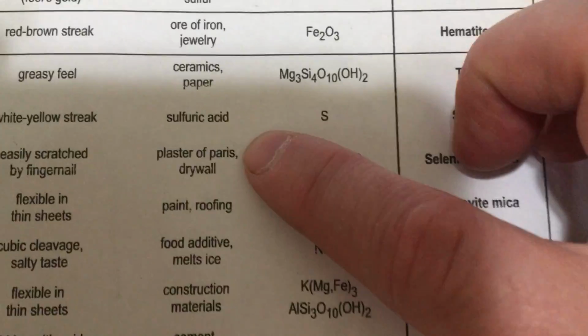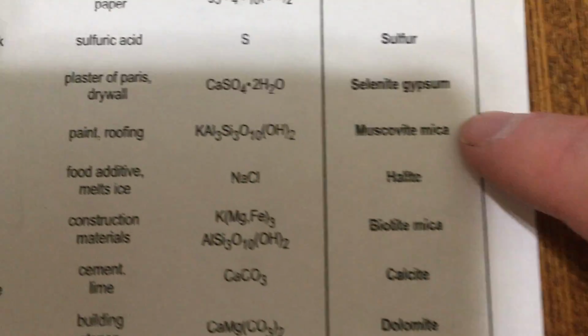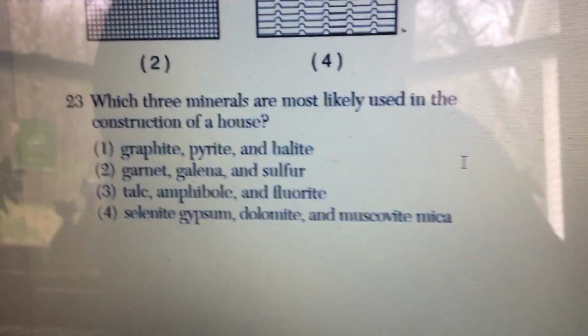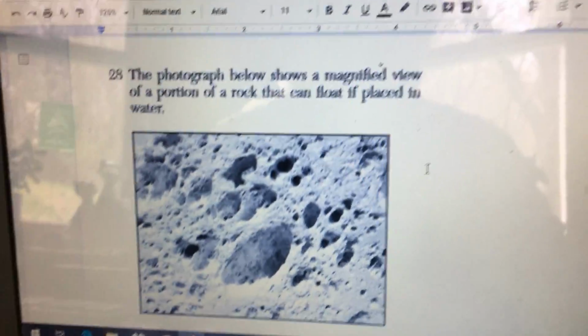Plaster of Paris and drywall. You need that in a house. Dolomite, building stones. Can build a house out of that. Muscovite and mica. Paint and roofing. I like it. There you go. Patience, patience, patience, and you got it.